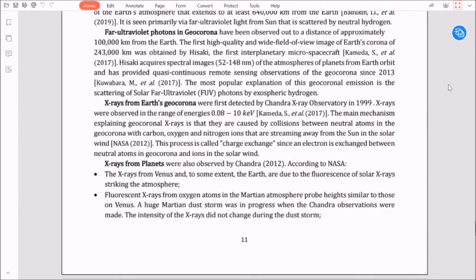X-rays from planets were also observed by Chandra in 2012. According to NASA, the X-rays from Venus and to some extent the Earth are due to the fluorescence of solar X-rays striking the atmosphere. Fluorescence X-rays from oxygen atoms in the Martian atmosphere probe heights similar to those of Venus. A huge Martian dust storm was in progress when the Chandra observations were made. The intensity of the X-rays didn't change during the dust storm.